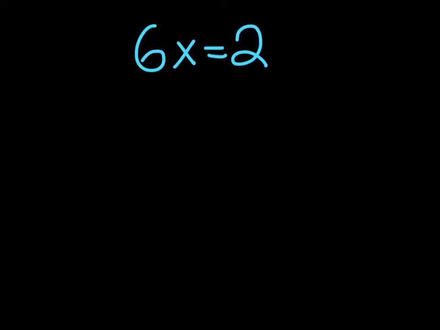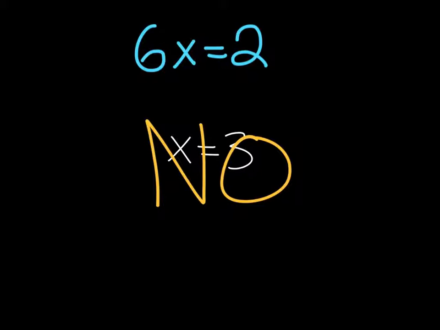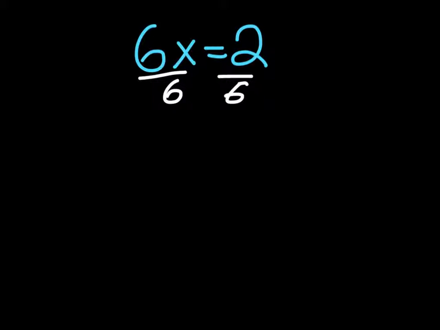Let's look at the problem 6x equals 2. A lot of you will jump to the conclusion that x equals 3, right? No. We have 6 times x. So in order to undo that, we need to divide both sides by 6. On the left side, we're left with 1x because 6 over 6 is 1, so I'll just write x.